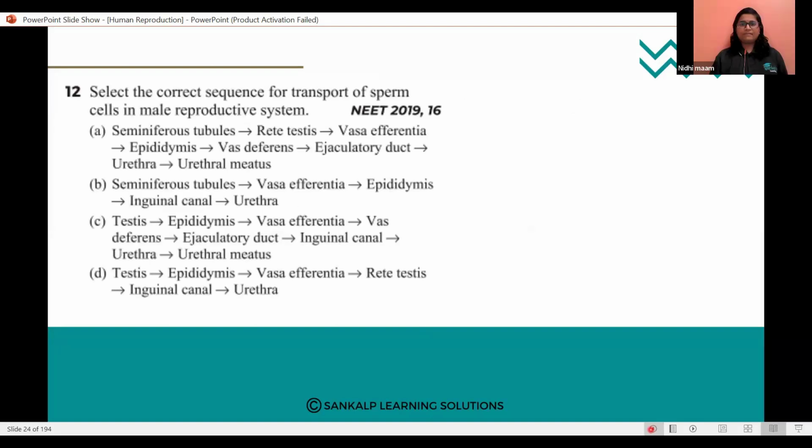Select the correct sequence for transport of sperm cells in the reproductive system. The sperms are formed in the seminiferous tubules. From there they go to the rete testis, vasa efferentia, and epididymis, where they are stored and matured. Then they go to the vas deferens, ejaculatory duct, urethra, and urethral meatus.